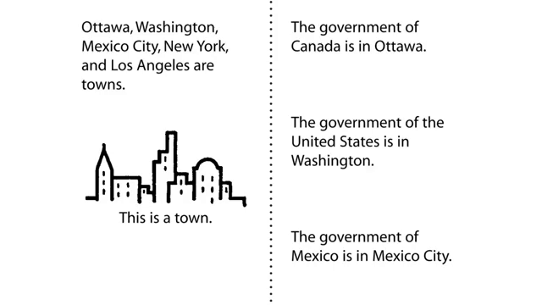Ottawa, Washington, Mexico City, New York, and Los Angeles are towns. This is a town. The government of Canada is in Ottawa. The government of the United States is in Washington. The government of Mexico is in Mexico City.